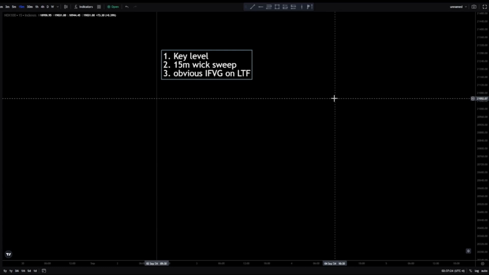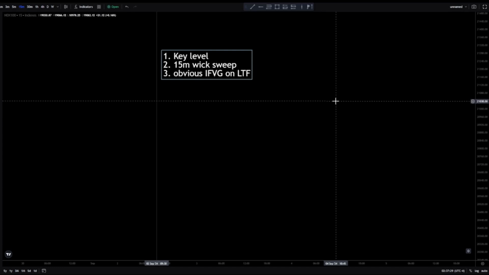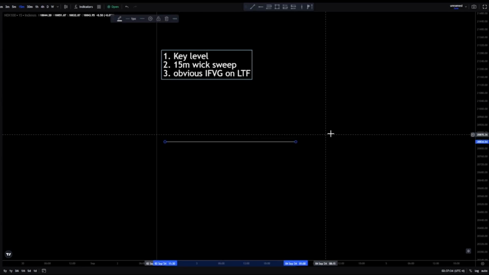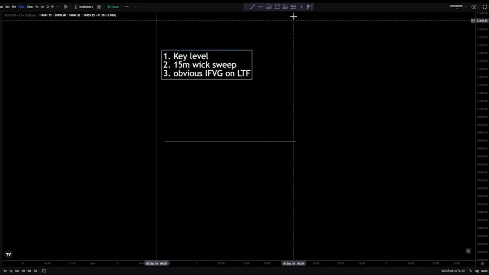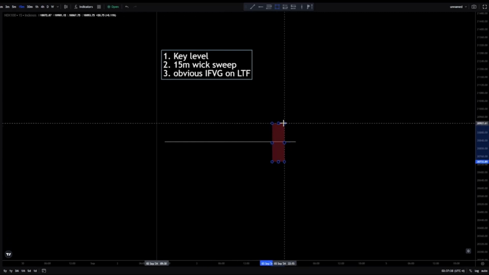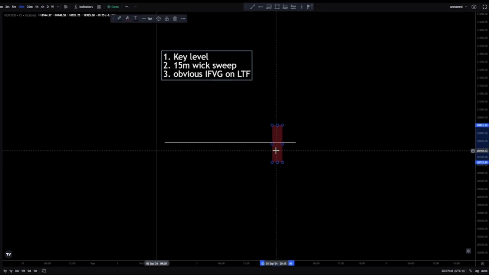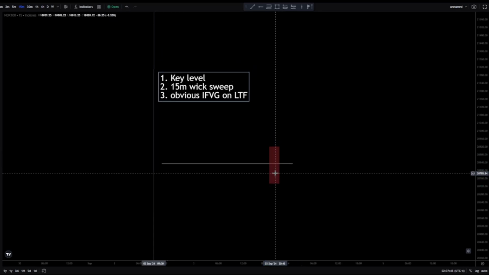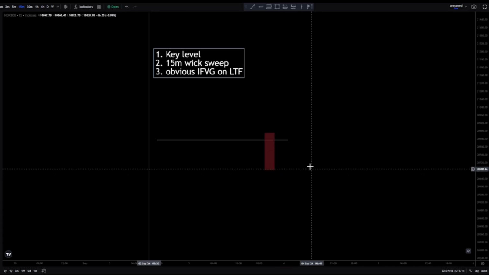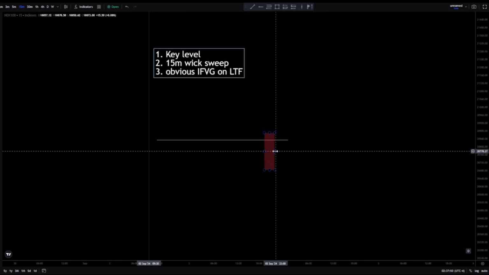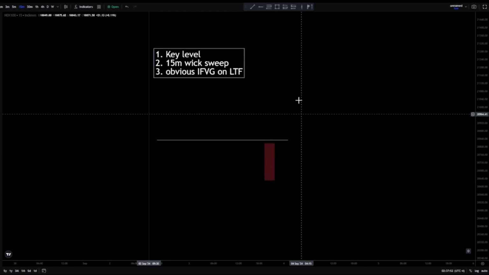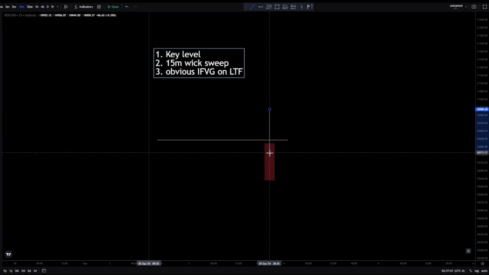And also, we want this liquidity sweep. For that, we just need the wick. I don't want to see a body close above that. If there is this important key level, and if the body closes like this, I'm not interested. Or like this, I'm not interested. I want the wick to sweep the liquidity, and it should look something like this.